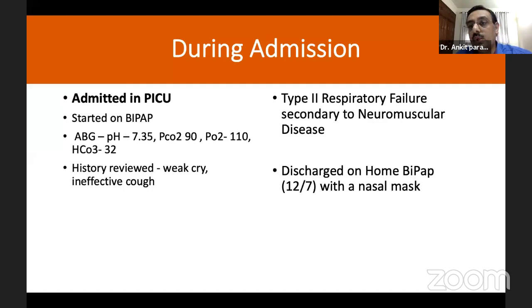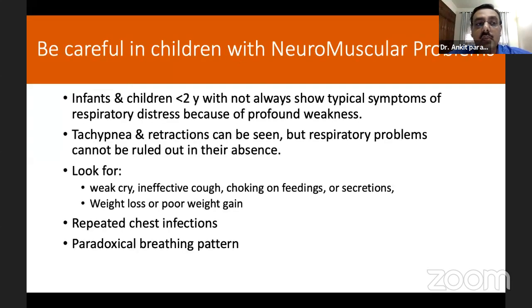So this child was managed well and then went home, is still under follow-up on a nighttime BiPAP, and remains well in between. So it is a type of congenital myopathy, but these sorts of respiratory failures can also present to you in clinical practice. So we have to be careful about neuromuscular disorders, because especially young children may not show you typical signs of respiratory distress because of profound weakness. The tachypnea and retractions can be seen, but the absence of tachypnea or retraction does not rule out a respiratory distress or a failure, because it is not like a type 1 failure. They have more of type 2 failures.